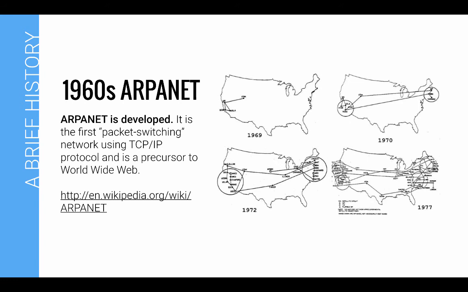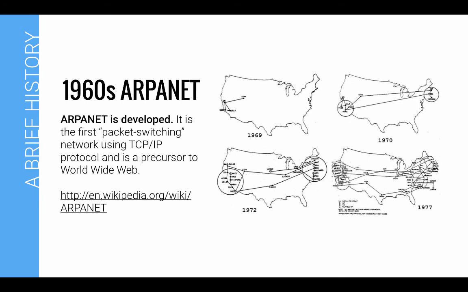In the 1960s, there was a thing that was invented called ARPANET. ARPANET was funded by the US military, but it was primarily being researched in universities. And it was the first packet switching network using TCP/IP protocol, which we still use today for doing networking. And it was a precursor to the World Wide Web. All right, and if you want to learn more, there's a link right here that you can follow.